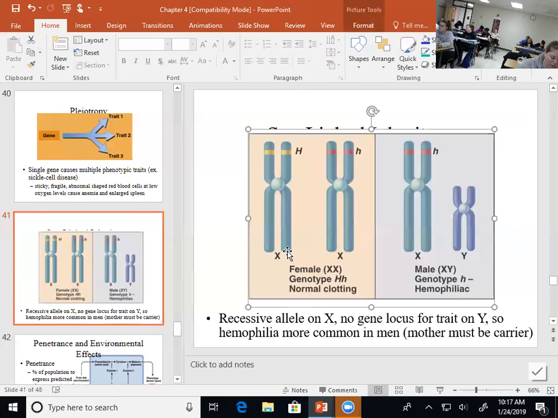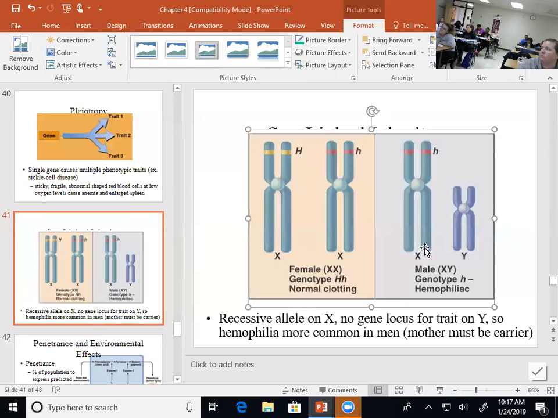Where men, when they make sperm, will send half. Half their sperm can get this X, or half their sperm will get what? The Y. So which gender parent determines the offspring's gender? The males. So if you've ever heard a man say, my wife just won't give me a son, well, what do you know, he doesn't know much about genetics. It's his sperm that are dictating the gender.